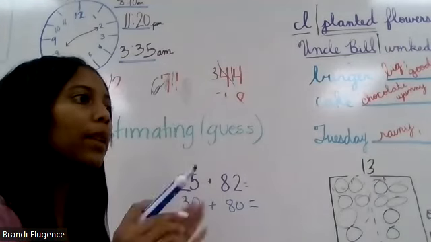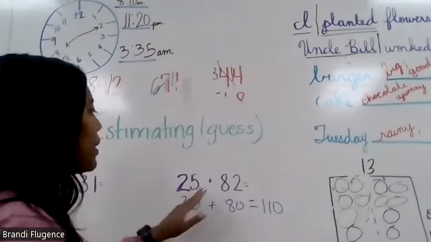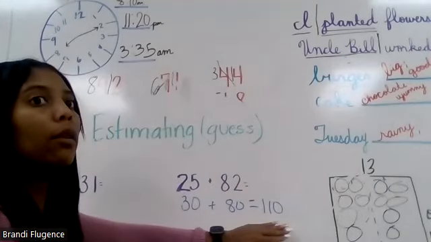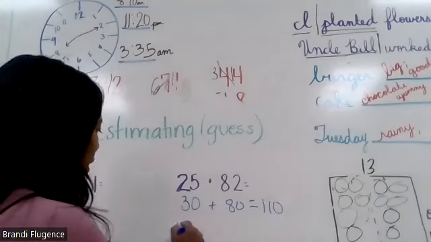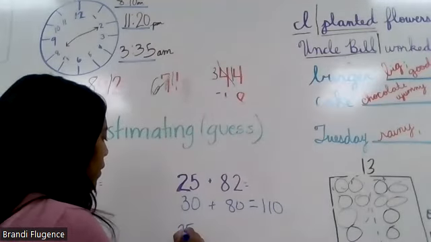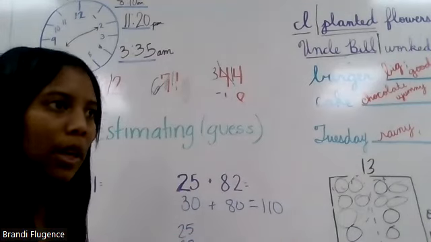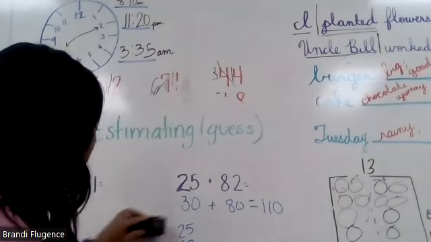That will be an example of an estimate. 30 plus 80 would be 110. So that means for 25 plus 82, the answer would be somewhere around 110. Let's add it up and confirm. 5 plus 2 is 7, 8 plus 2 is 10, 107. That's close, right? That's what estimating is. It's when you make a guess.